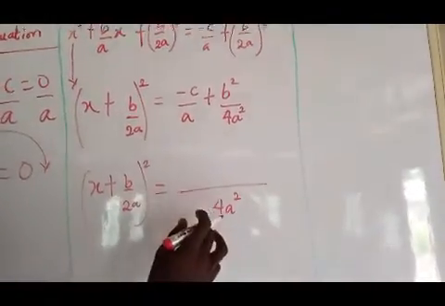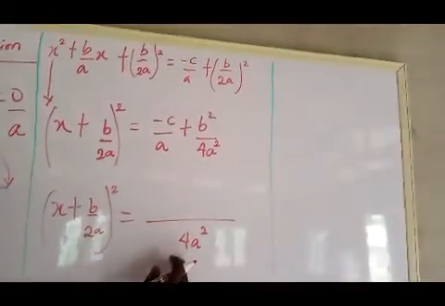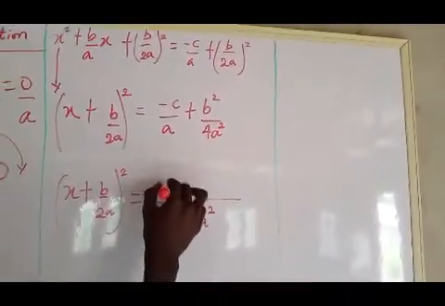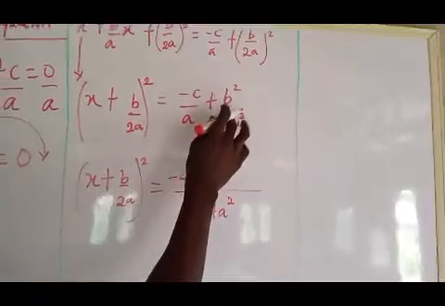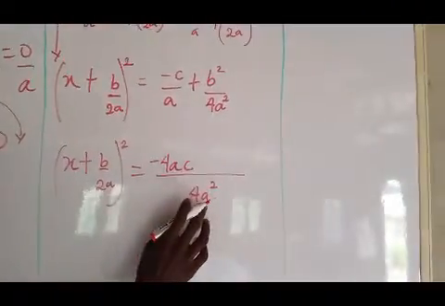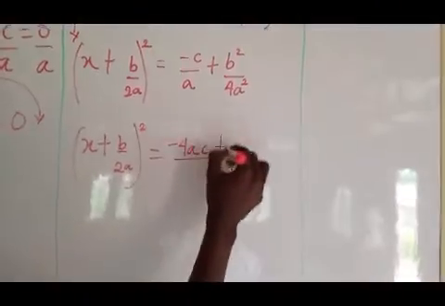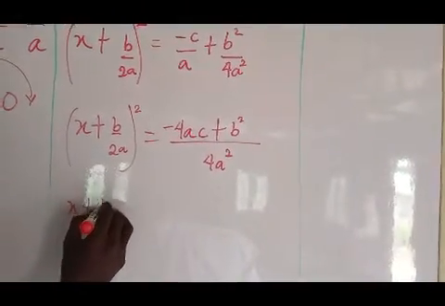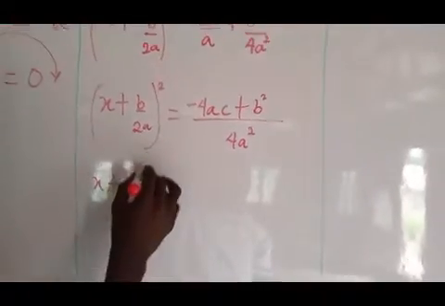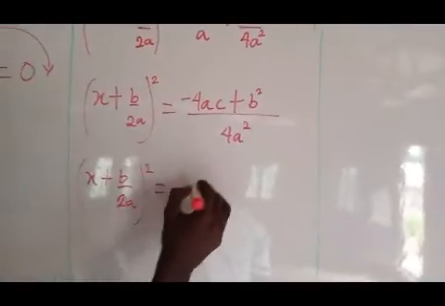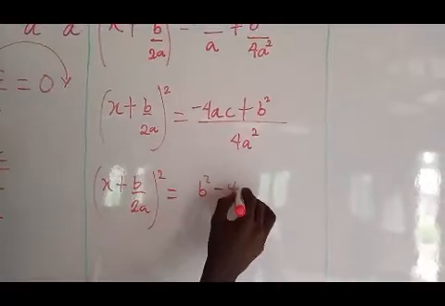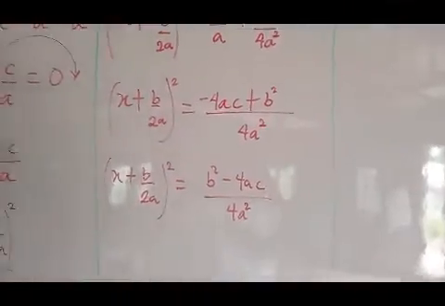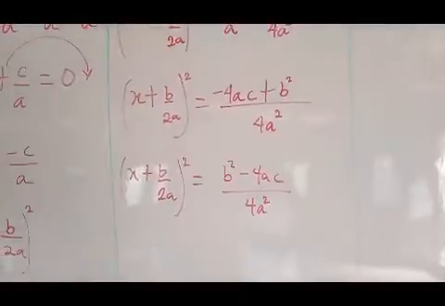So if I have a to take out of 4a, it will remain 4a, and 4a times c will give us what? Minus 4ac. 4a squared in 4a squared is what? 1. 1 times b squared will give me what? b squared. So let's rearrange this part. So I will have x plus b over 2a all squared equals what? b squared minus 4ac over 4a squared.